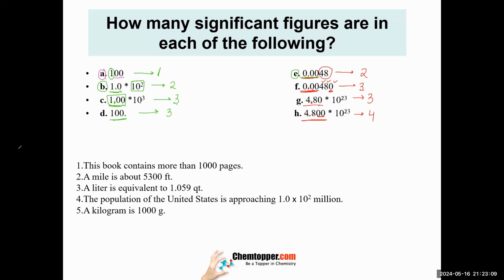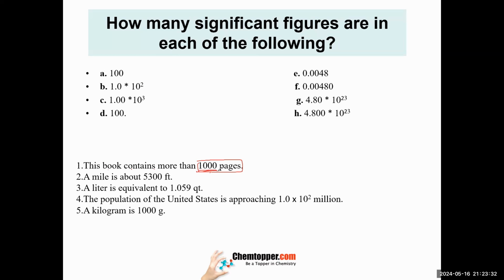Okay, now let's see more questions based on it. This book contains more than 1,000 pages. So we are doing counting. But are they telling you the exact number of pages? No. They are saying approximately, slightly more than 1,000.